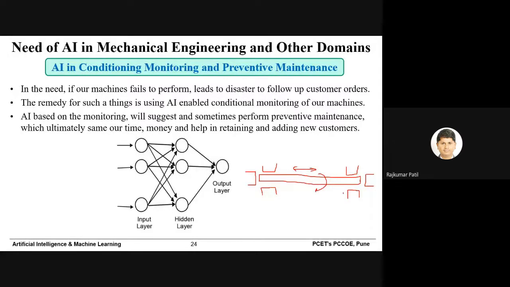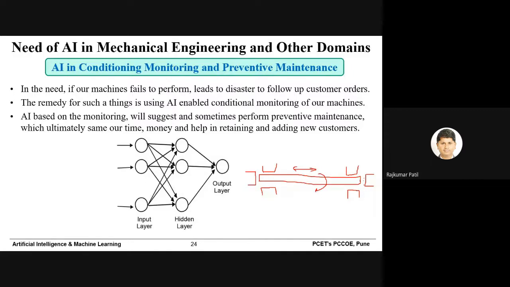In order to check the position of the shaft in the axial as well as radial direction, so many sensors are placed. So what is the role of those sensors? They continuously check the position of the shaft in the axial as well as radial direction, and they continuously send the data of the shaft position to the controlling system. And there are limits which are set.